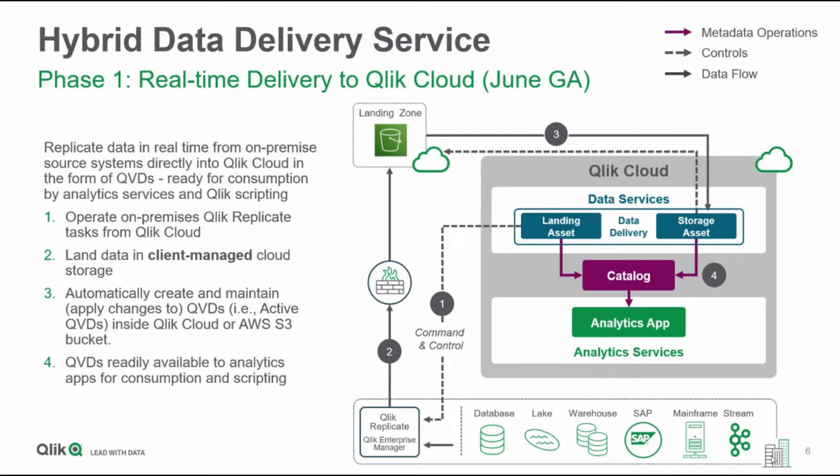This slide shows the high-level architecture and the components used in the hybrid data delivery of active QVDs. The process automates the capturing of on-premise data, landing it in a raw format in a client-managed cloud storage, an S3 bucket for now, and using this data to create QVDs. Those QVDs are immediately cataloged and available for analytic applications. Users have the option to store those QVDs in a client-managed cloud store or in a Qlik-managed cloud store.